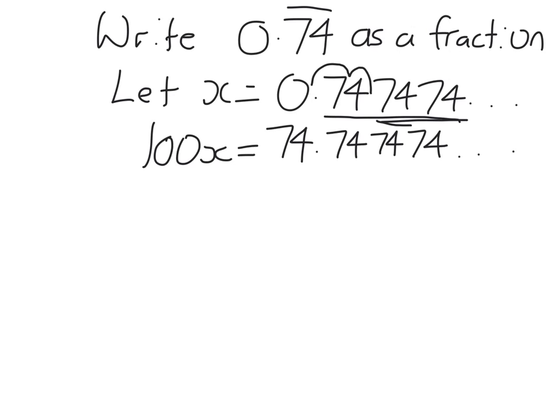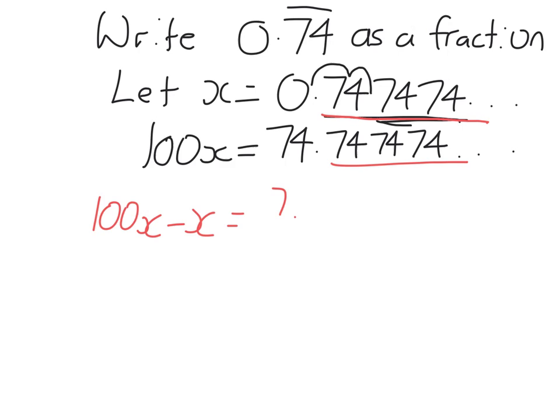So 100 times x is 74.74 recurring. So what I've got now is the same number after the decimal point in both of these numbers. And that's what I want, because that means I can subtract them. And that means I will get rid of all the numbers after the decimal point. So what I'm going to do is I'm going to take my 100x and minus x.